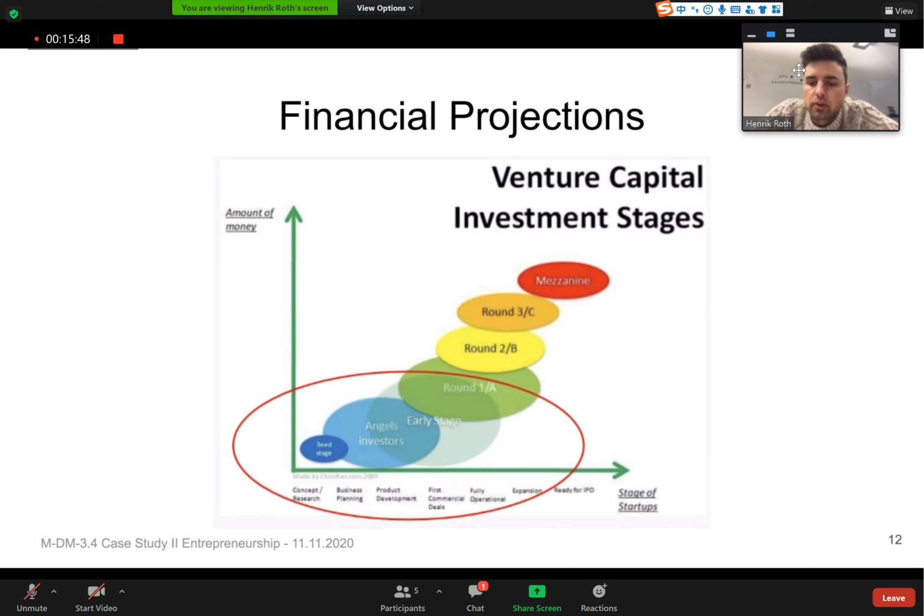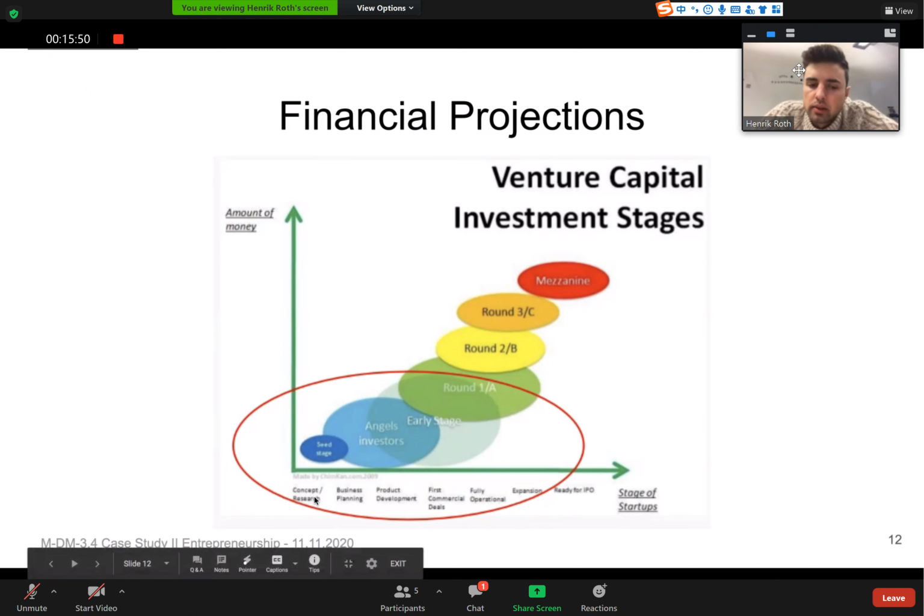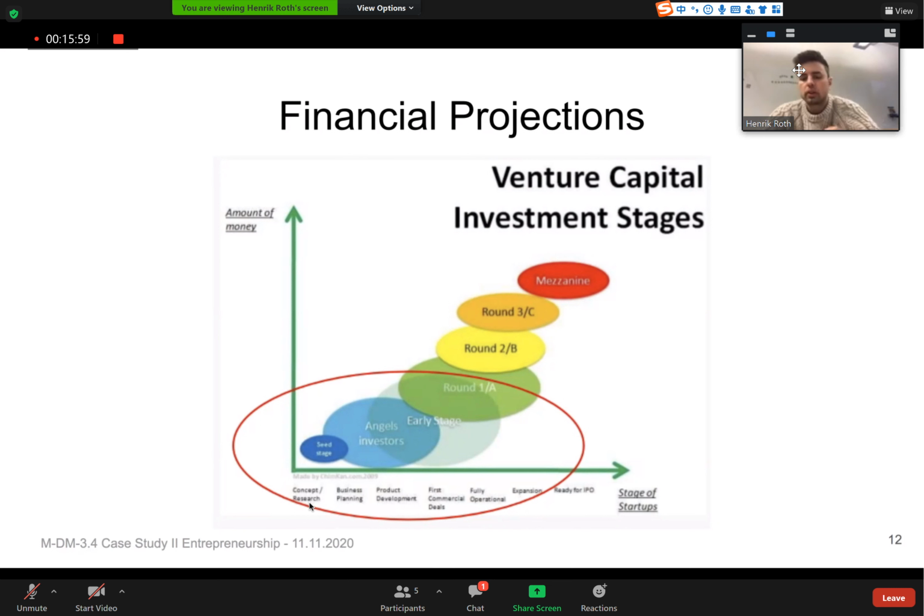And maybe we start from the left bottom. Here you also have the stage of the startups. So you are now in the concept research phase, right? Because you're still looking for the problem you want to solve. You're still thinking about how your solution can look. And here the funding round you're looking for is the seed stage. The next step is angel investors, and you see the bubbles get bigger and bigger because more and more money is put into your company, because it's always about the valuation of your company, right?